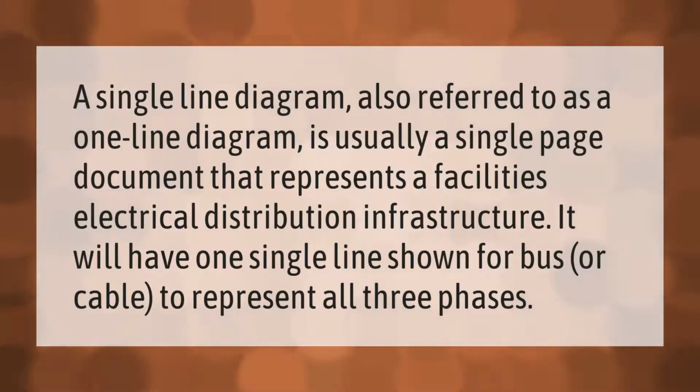A single-line diagram, also referred to as a one-line diagram, is usually a single-page document that represents a facility's electrical distribution infrastructure. It will have one single line shown for bus, or cable, to represent all three phases.